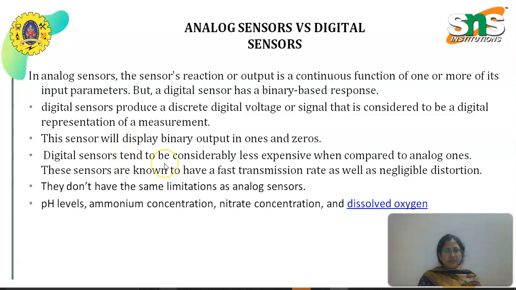The sensor will display binary output, meaning it displays ones and zeros as the output. Digital sensors tend to be considerably less expensive when compared to analog ones, so analog sensors are the costliest. These sensors are known to have a fast transmission rate as well as negligible distortion. They don't have the same limitations as analog sensors, because analog sensors give a maximum limit range, but the digital sensor does not have a maximum digital range. They are used to measure pH level, ammonium concentration, nitrate concentration and dissolved oxygen.